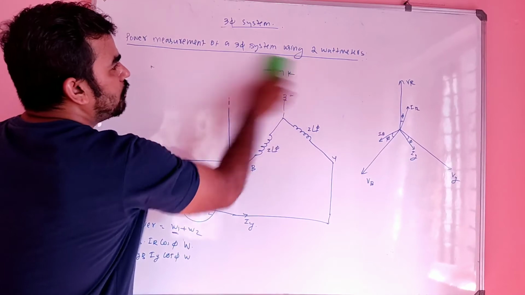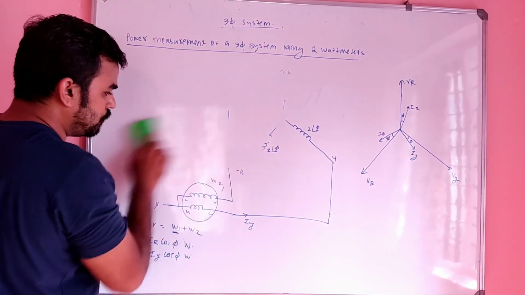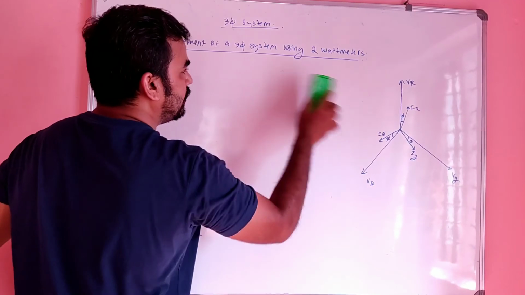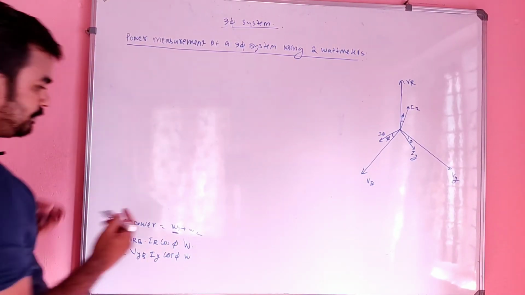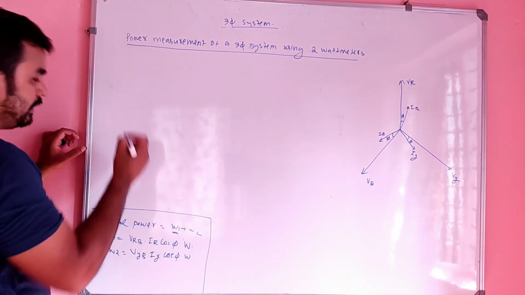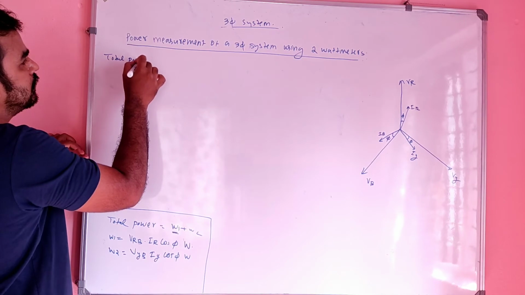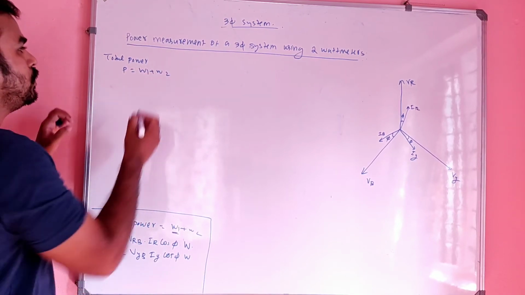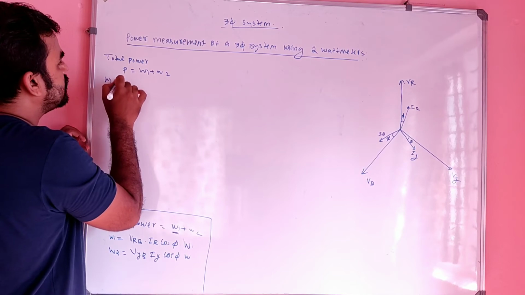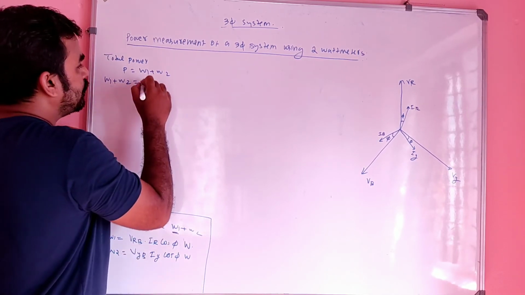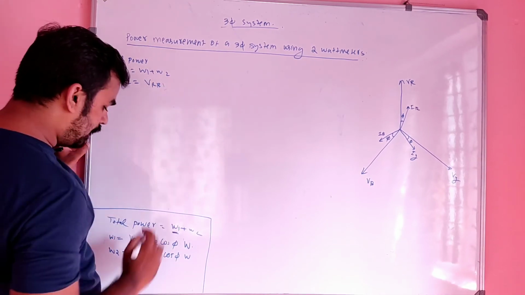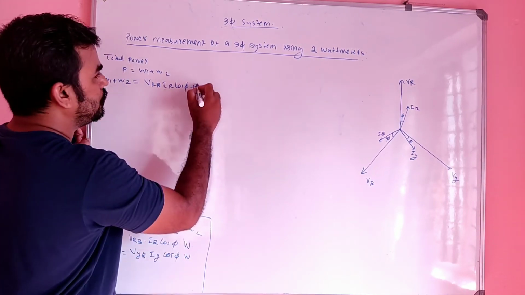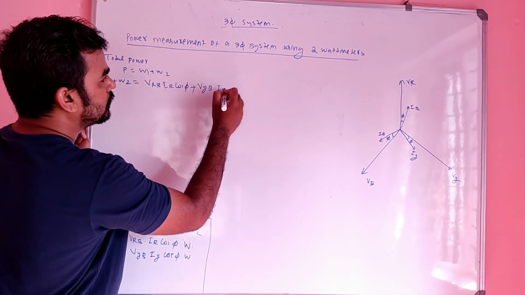okay, I have to remove this, then only I can continue. I hope you already drew this, right? So we need that. Okay, so I can write like, total power P will be equal to, okay beta, P will be equal to W1 plus W2 in terms of active power, right? So W1 plus W2 will be equal to VRB into IR cos phi plus VYB into IY cos phi.